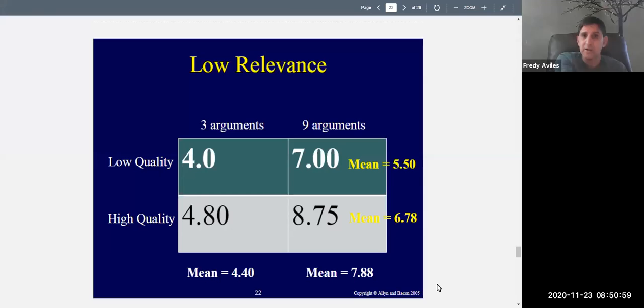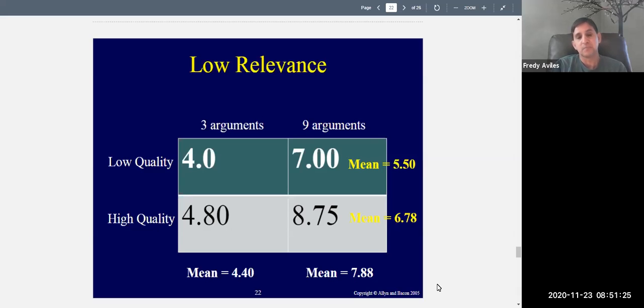But look, as you go from 3 arguments to 9 arguments, the average under 3 arguments, right? When you have a short message, it's 4.40. And the average, when you have 9 arguments, a long message, it's 7.88, right? The difference there is more than 3 points. So argument length does make a difference. There's a main effect of argument length, but not a main effect of quality.